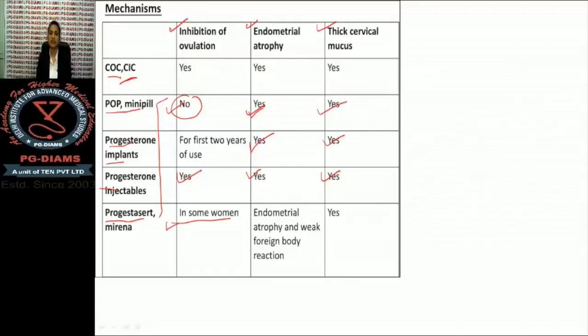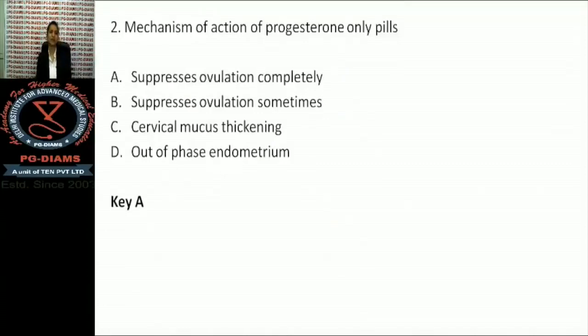Progestasert also inconsistently will inhibit ovulation, but the main action of all these progesterone drugs is endometrial atrophy and thickening of cervical mucus. Progesterone injectables, since they are high dose progesterones, definitely inhibit ovulation. Now your question says mechanism of action of progesterone only pills are all except.